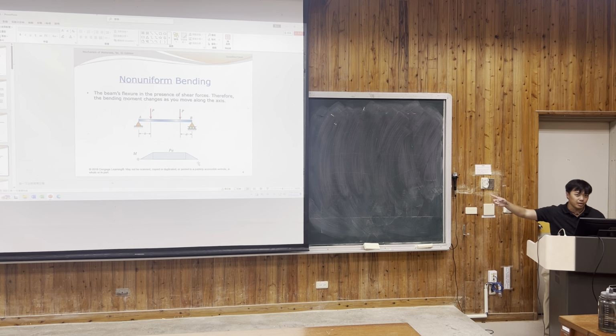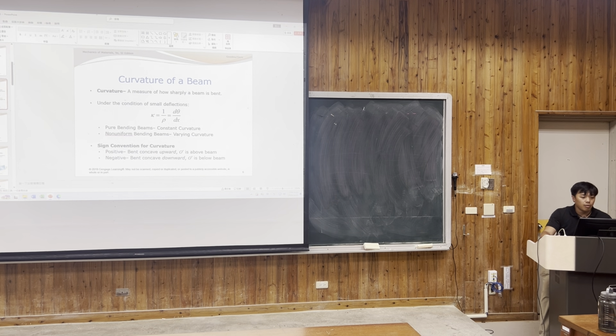You are familiar with this, right? Did Professor Wu specifically talk about this kind of diagram? No? Okay. This is the concept of how a concentrated load affects the moment diagram, so it is the moment diagram of this kind of situation.